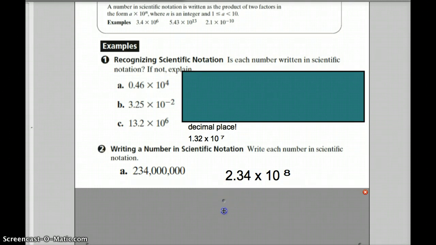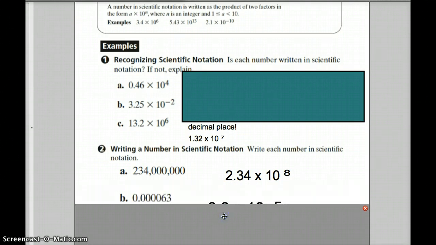All right, let's look at example B. We now have a very small number. So think about where our decimal place is and where we want to move it. Remember, we need that one non-zero number in front of the decimal. So we're going to move the decimal place between the 6 and the 3. So how many spaces did we move it? 1, 2, 3, 4, 5.